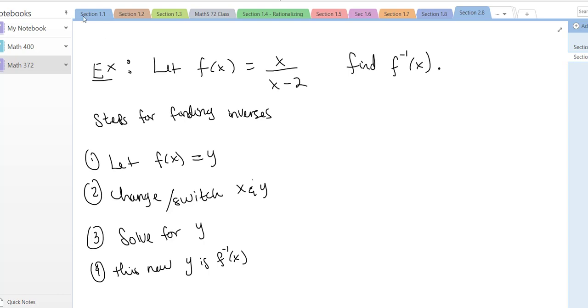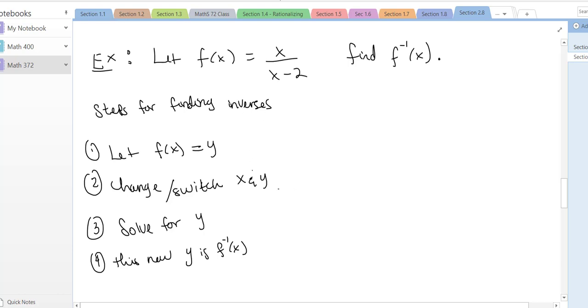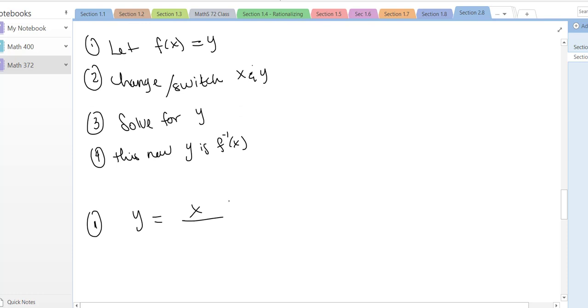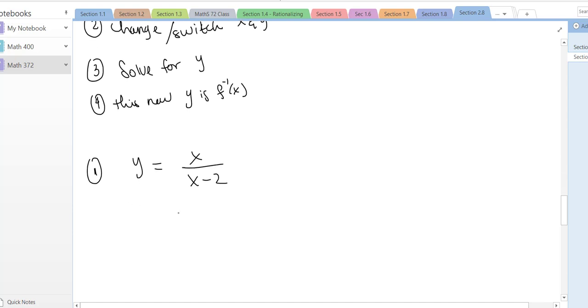So let's start with the first step. We want to let f of x be y, so y is equal to x over x minus 2. We changed our function name to y. The second step says switch your x's and your y's. What was a y is now an x, and what were x's are now y's. So I have x equals y over y minus 2. And the third step is to solve for y.